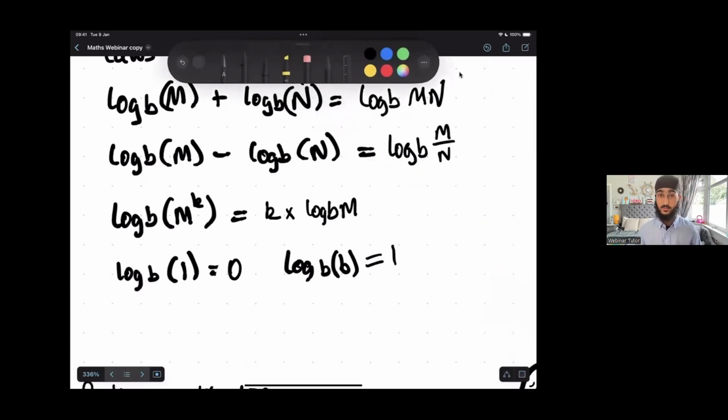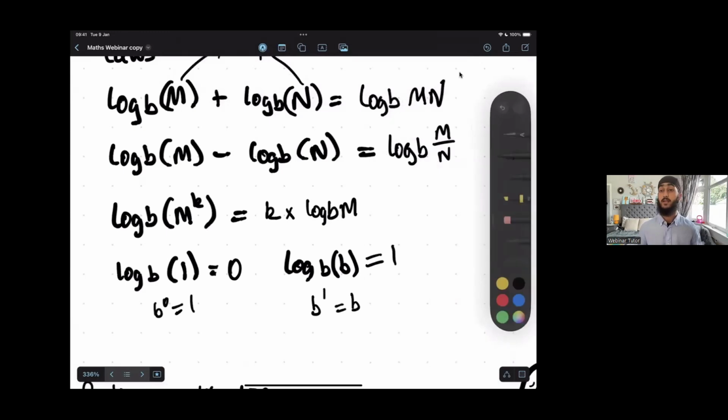And very similar to the index laws earlier, log base b of 1, or log base anything of 1, gives us 0, and log base anything of anything always gives us 1. And we can check these using our index laws. So b to the power of 1 gives us b. Yeah, that checks out. b to the power of 0 gives us 1. So yes, both of those check out.